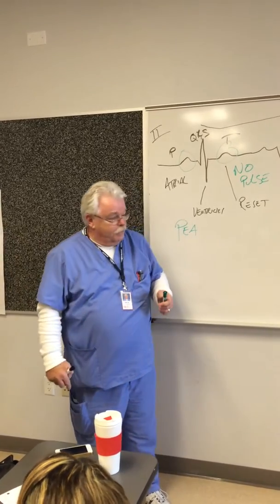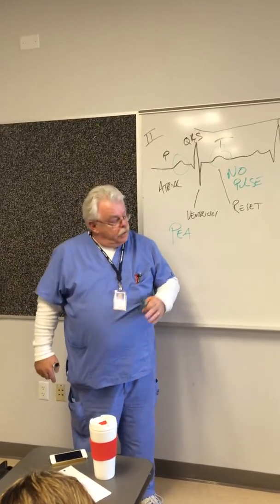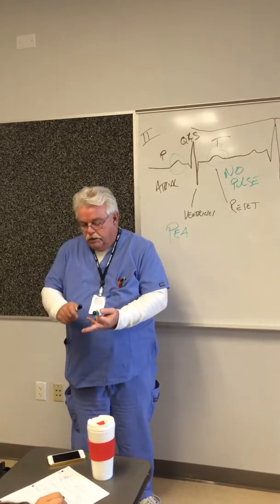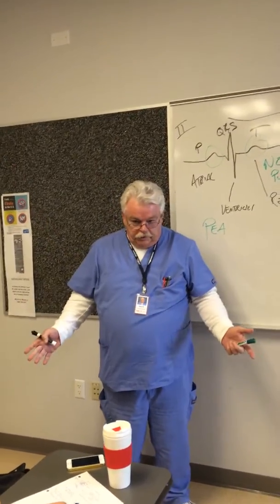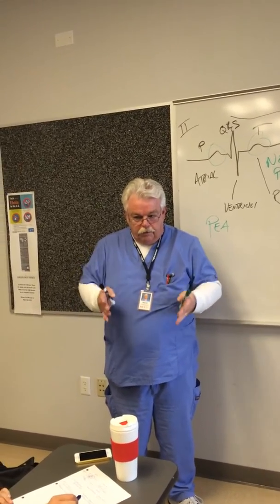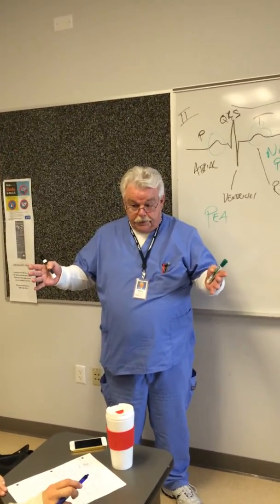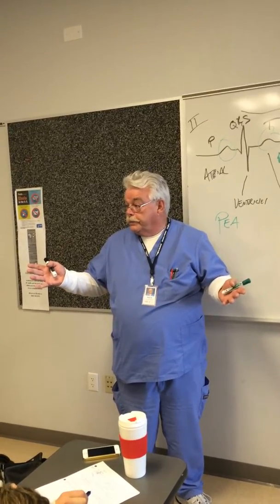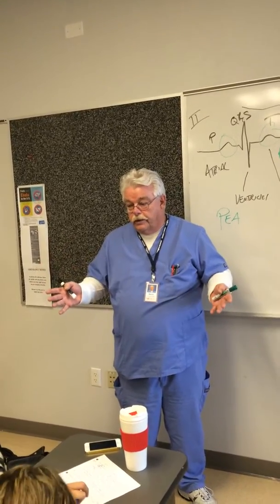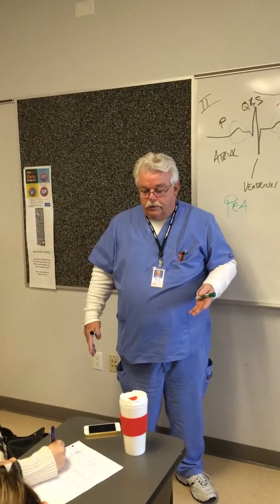Same thing with sinus brady. You have everything: you have a P, you have a QRS, and you have a T. But it's less than 60 beats per minute, so you have fewer of those on a 6-second strip. You'd have fewer than 6 on a 6-second strip. Everybody with me so far? All right, let's get into the weird stuff.